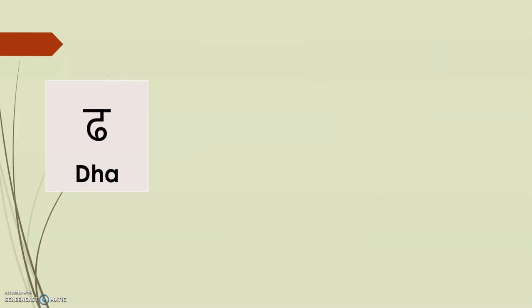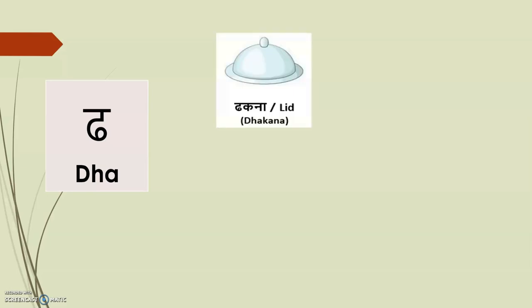Now let's go to the next letter of the third group. It is Dh. In the first picture, we can see a lid, which is called dhakna in Hindi.